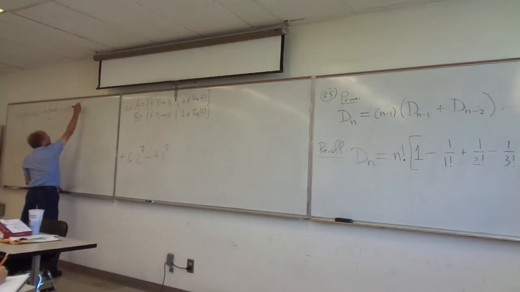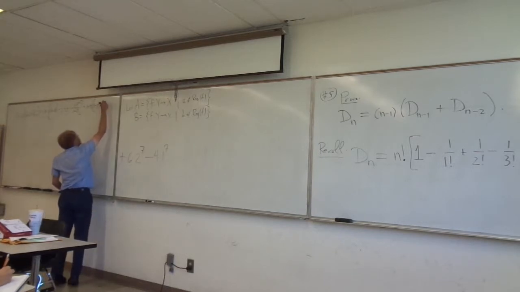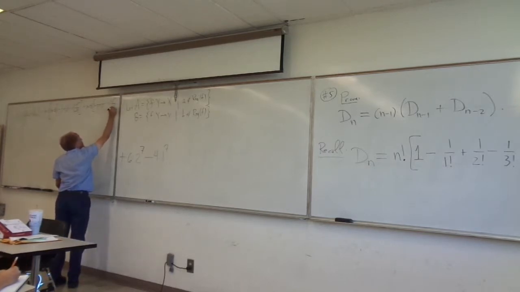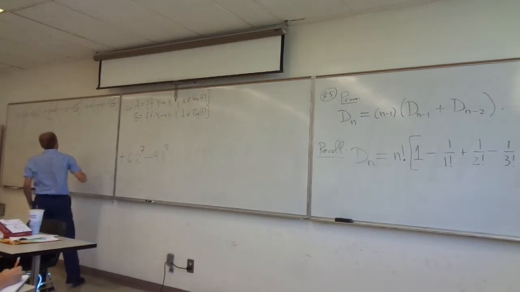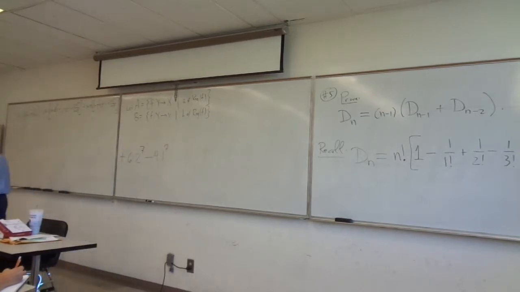And I have to add that to D of n minus 2, which will be n minus 2 factorial times 1 minus 1 over 1 factorial plus 1 over 2 factorial minus dot dot dot plus negative 1 to the n minus 2 over n minus 2 factorial. And then I need another bracket. Okay, so we write all that down.